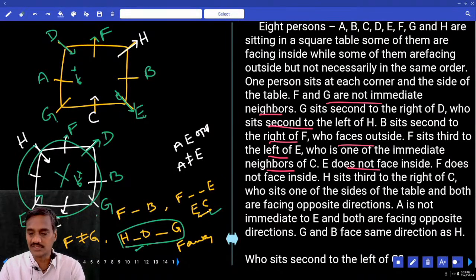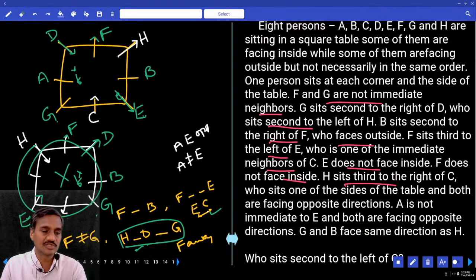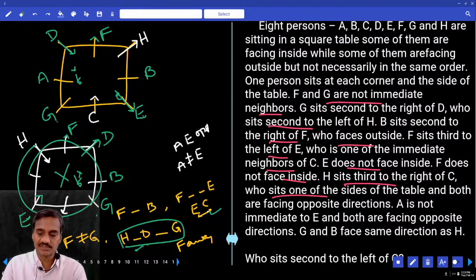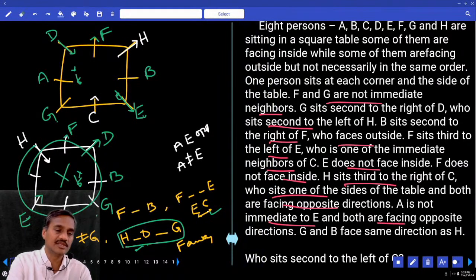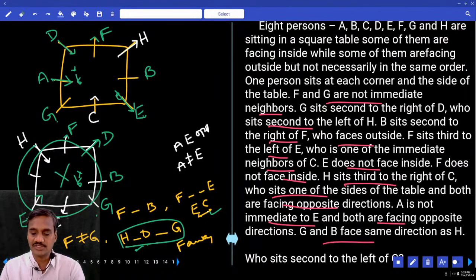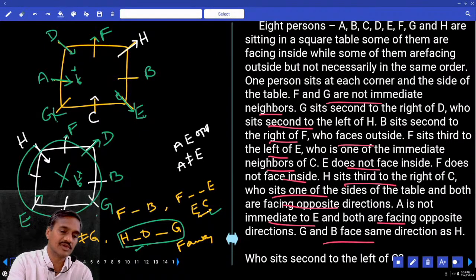Now in the first case, F does not face inside, F is away. H is third to the right of C. And next one, C sits at one of the sides of the table. A and E are not immediate neighbors, and both are facing opposite directions. E is away, so A must be facing towards the center. G and B face the same direction as H. H is away, G is away, B is also away.